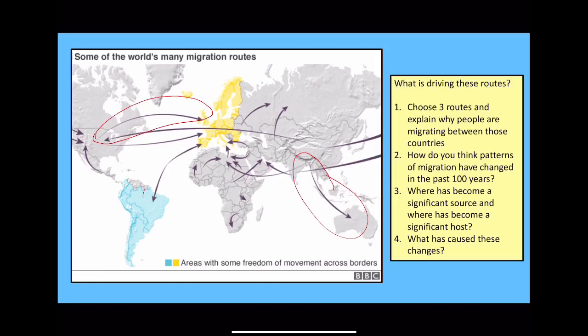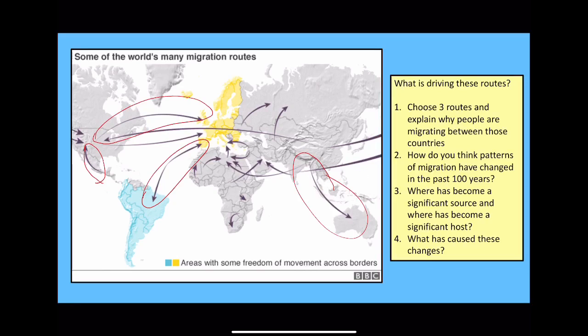Something to think about: what's the link between these two areas? What connects these two that I've just circled there? What's the connection between them? And you can think about this for any of these. Another one that would be quite a good one to look at is from Mexico to the USA, so that's a good one to explain. Why are people moving from that one to that one?